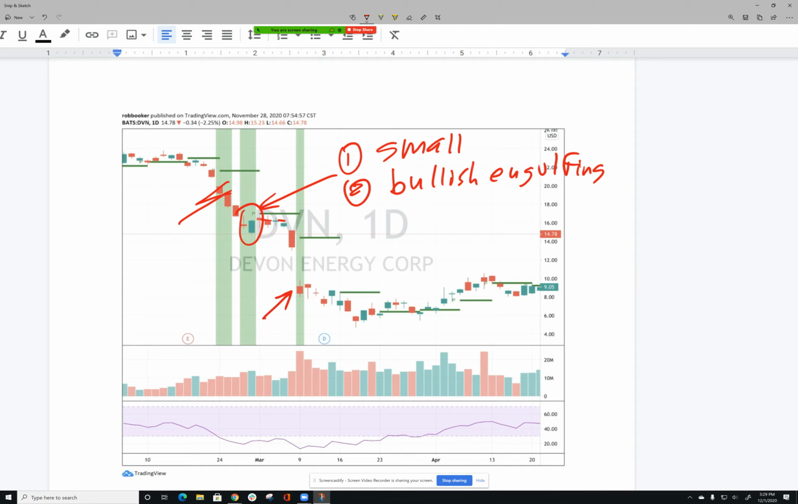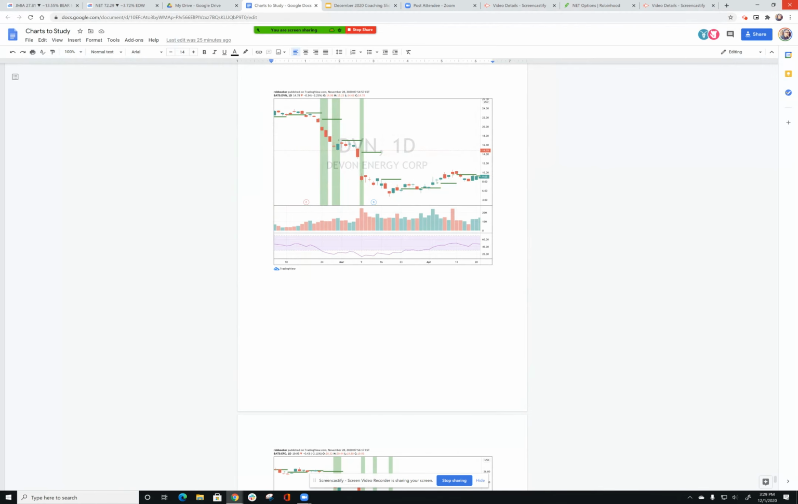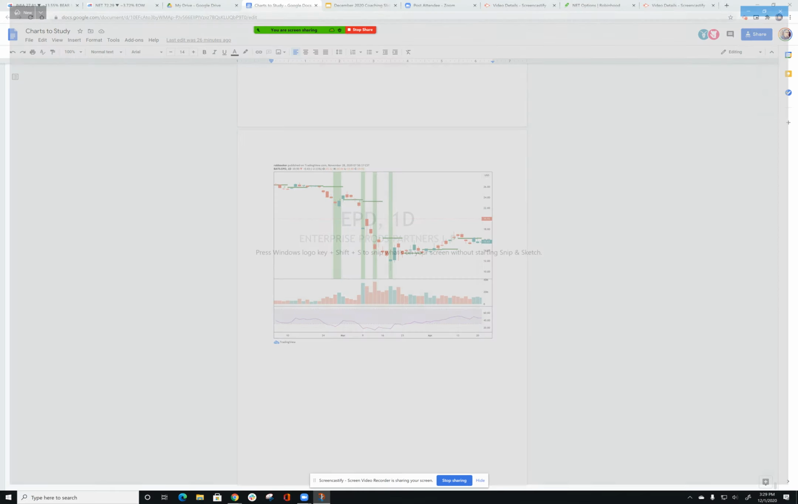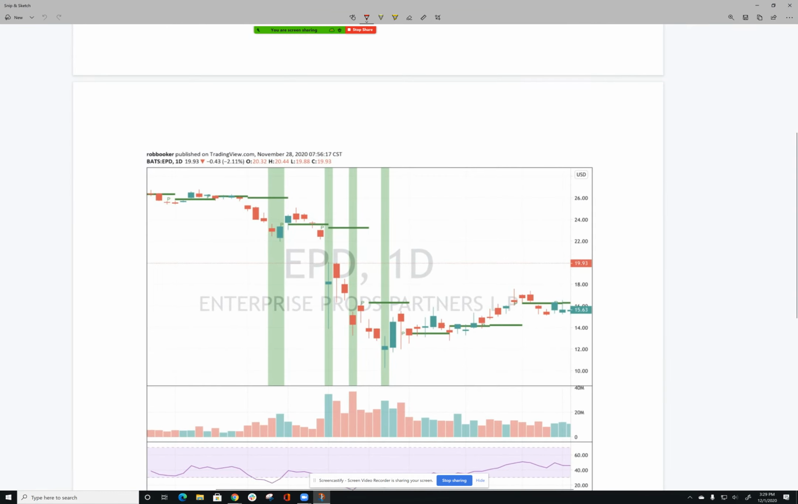This is not a small enough candle body, large enough wicks. So we just skip it. It's an energy company too. I don't like the energy companies. You'll see me avoid those. They almost operate according to a different set of rules or whatever.